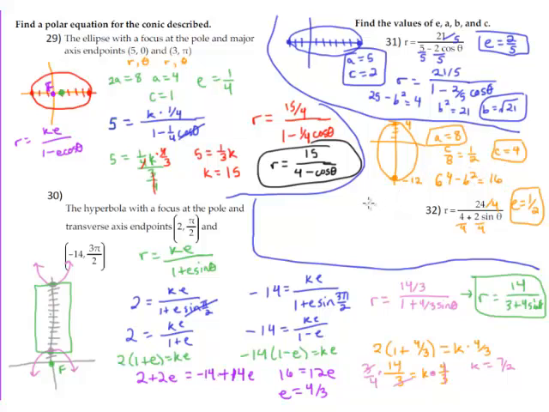64 minus 16 is 48, I think. Yeah, 48. So b squared is 48. When I square root that, I get b equals 4 square roots of 3. So that's all there is to that, folks.